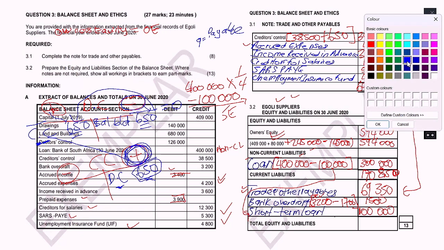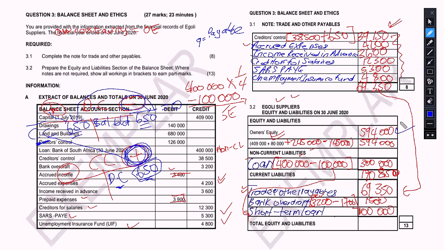So now to get our total, we need to combine our owner's equity plus non-current liabilities, which was 300,000. So we need to combine that and also this. So our total is going to be 1,064,850. Right. So yeah, we just completed our 3.1, which is our payables as well as our balance sheet, equity and liability section.